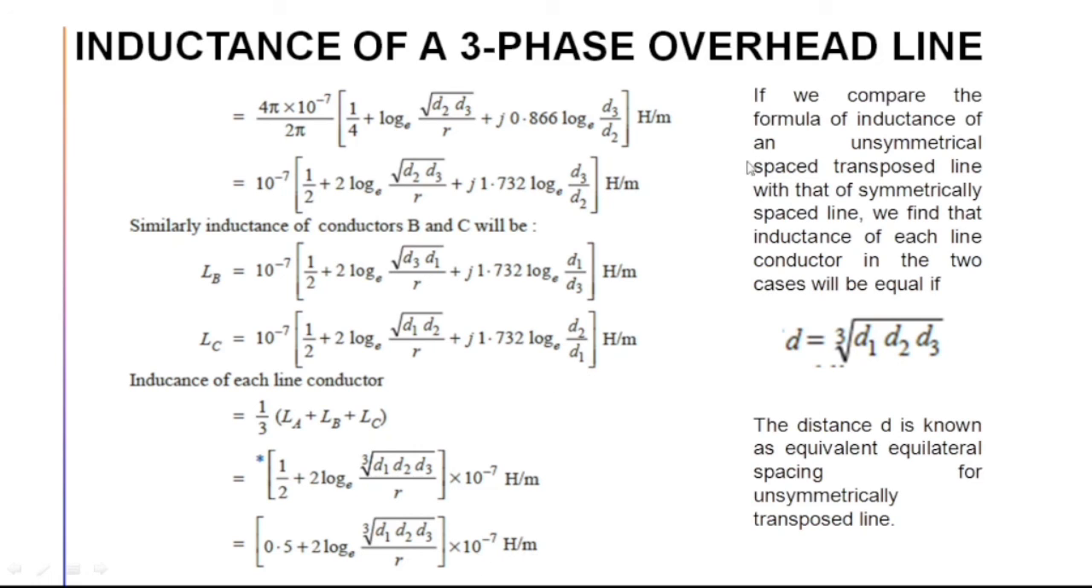Here a conclusion point: if we compare the formula of inductance of an unsymmetrical spaced transposed line with that of a symmetrical spaced line, we find that the inductance of each line conductor in the two cases will be equal if d is equal to cube root of d1 d2 d3. The two terms are equal, d is equal to cube root of d1 d2 d3. The distance d is known as the equilateral spacing for unsymmetrical transposed line.